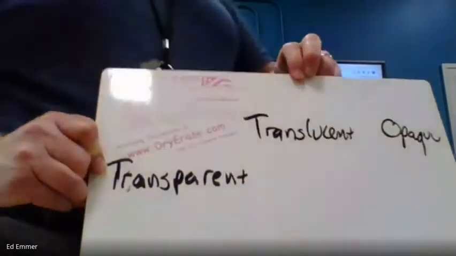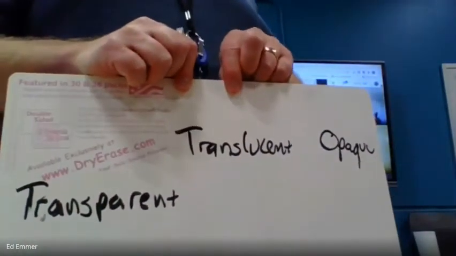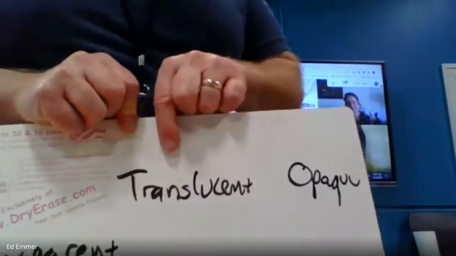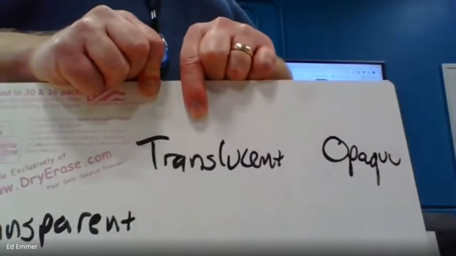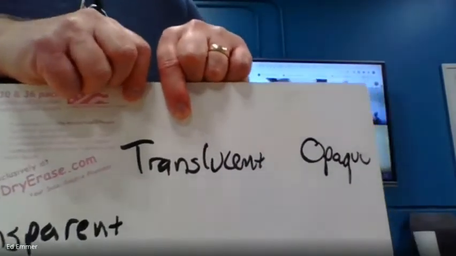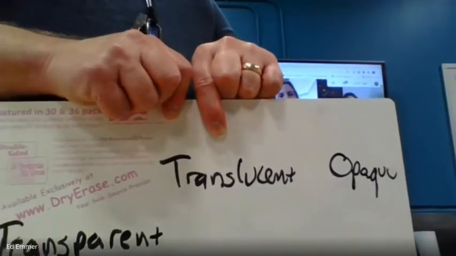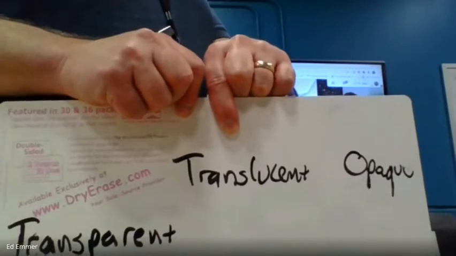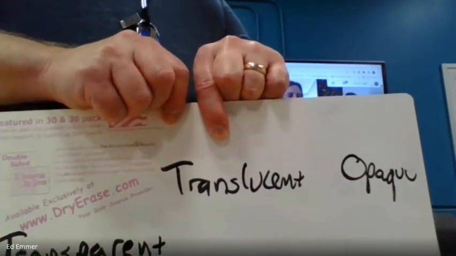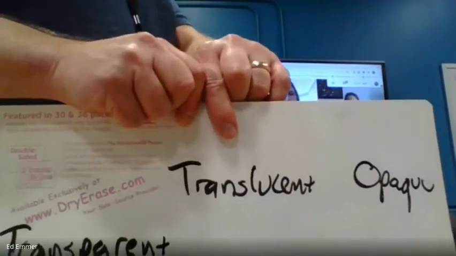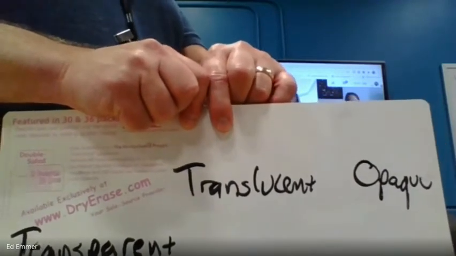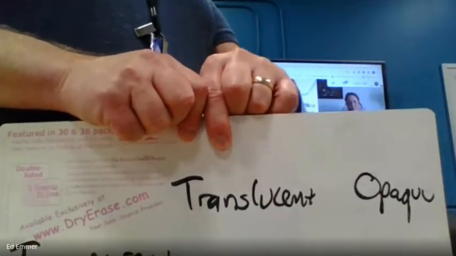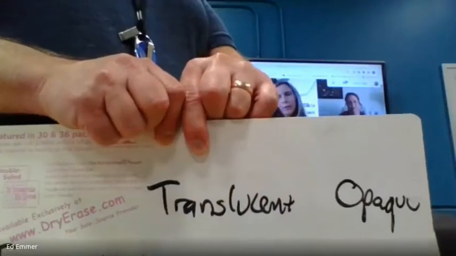Very good. Okay, our next word, and this is a word that some of you have already used today, is translucent. So translucent means some of the light passes through. Let's go ahead and say translucent. Everybody say translucent. Translucent. And translucent means some of the light passes through.